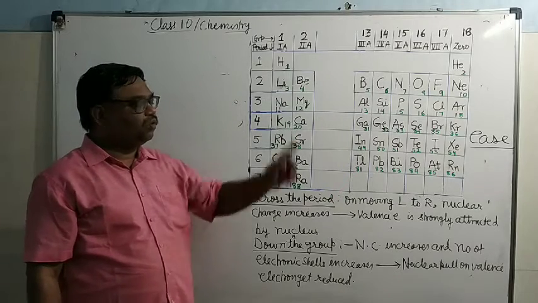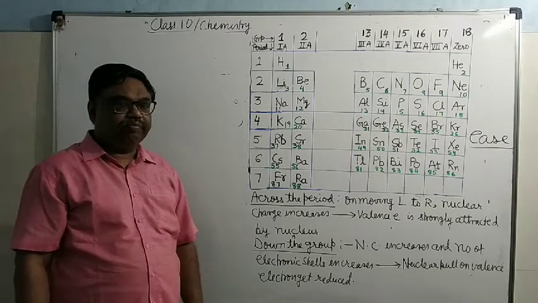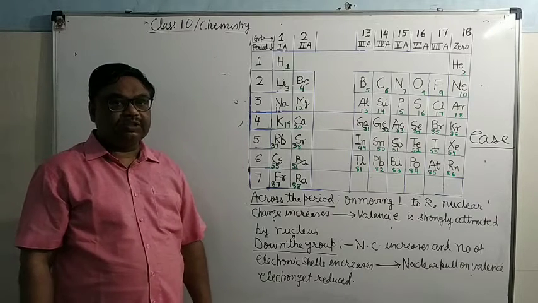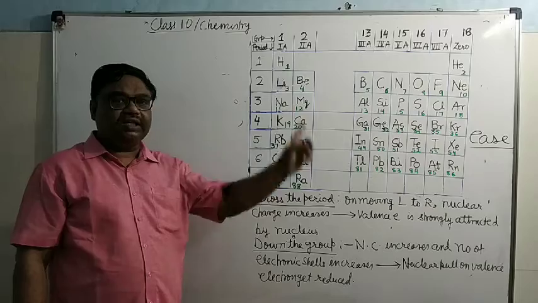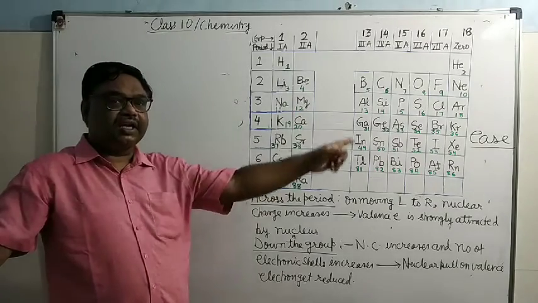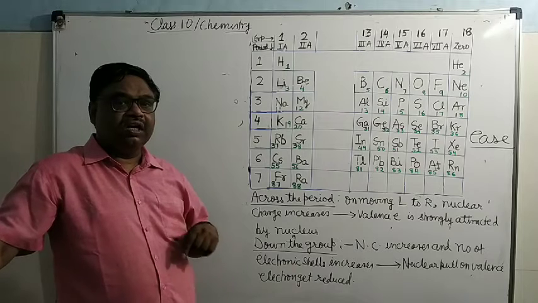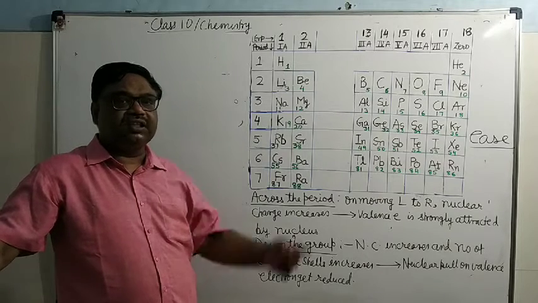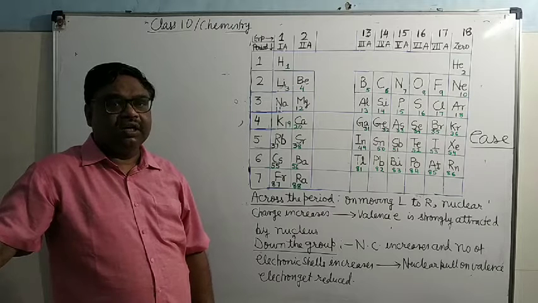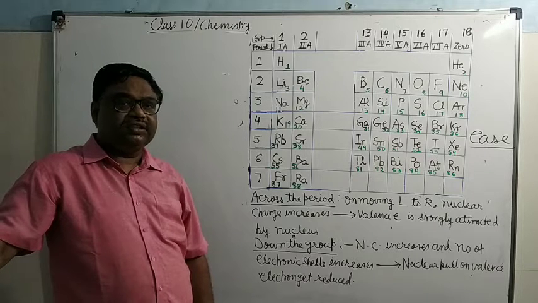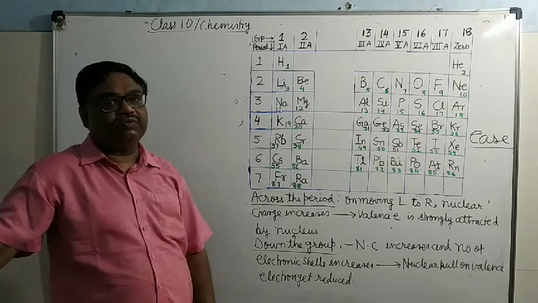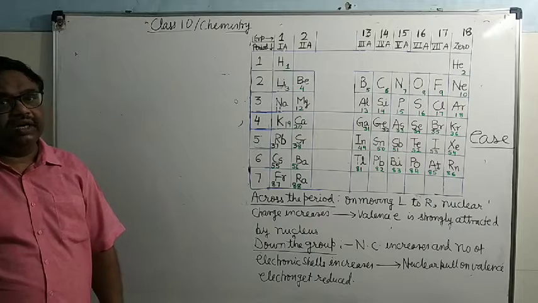So when you move left to right in any period, what happens? Metallic character decreases. Metallic character decreases means metals की reactivity decrease करती है when we move left to right in any period. But non-metallic character increases means the reactivity of non-metals increases when we move left to right in any period. It's clear? Metals reactivity decreases when we move left to right in any period. Non-metals reactivity increases when we move left to right in any period.